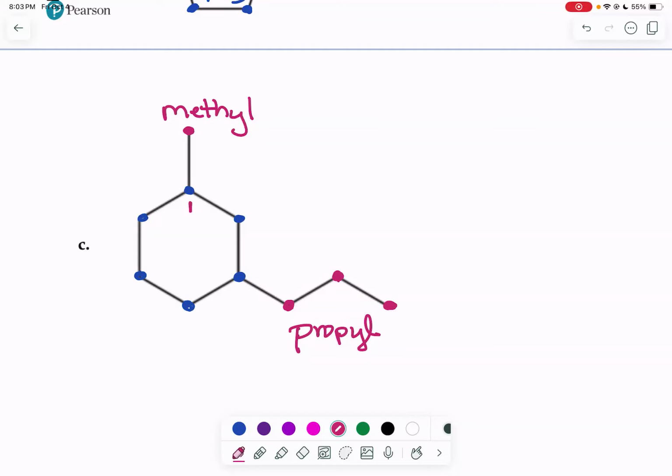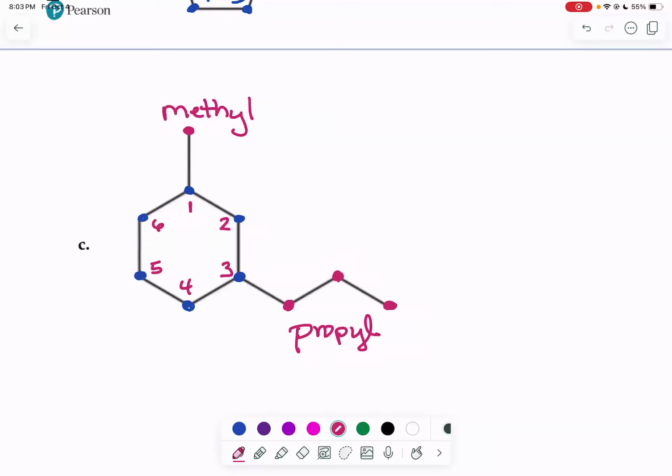Now I have to go clockwise this way, because if I go clockwise, I give my propyl group a 3. If I went the other way, if I still started here at 1 and went 2, 3, 4, my propyl would get a 5, and that's much too big. So we're going to stick with this numbering, 3, 4, 5, 6.